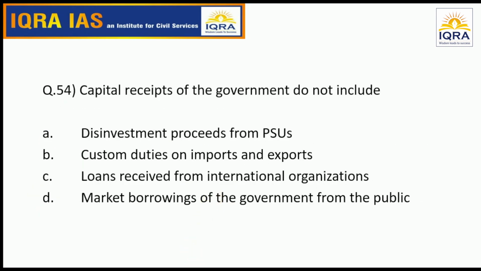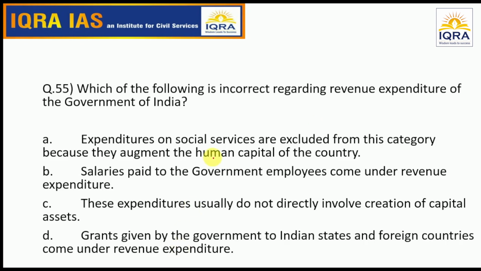Then question number 54. Capital receipts of the government do not include disinvestment from PSUs. It includes this. Custom duties on imports and exports. Okay. Loan received from international organization, market borrowing of the government from the public. No, I think it's this one. It's a very straightforward question. Custom duties on imports and exports.